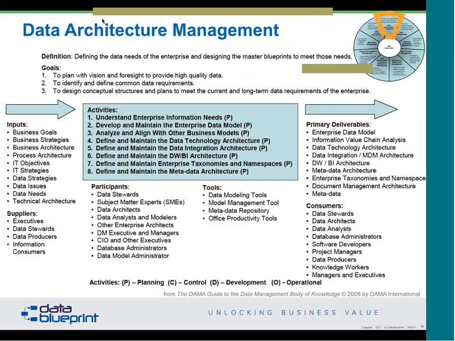Again, we're just getting some context, but you can look and see there are 8 primary activities: understand the enterprise information needs, develop and maintain the enterprise data model, analyze and align the other business models, maintain the data technology architecture, the integration architecture, the DWBI architecture, and enterprise taxonomies and namespaces, as well as your metadata on all of this.